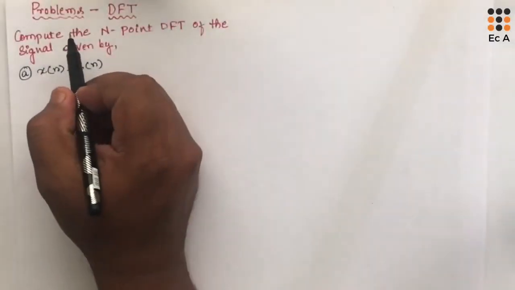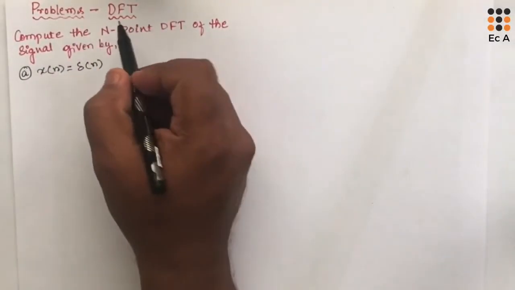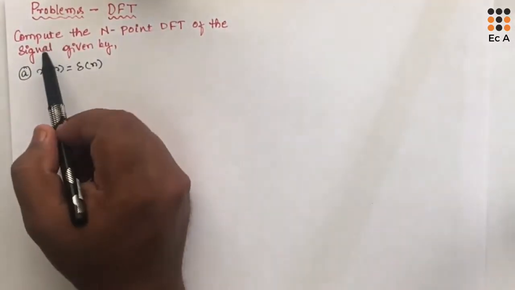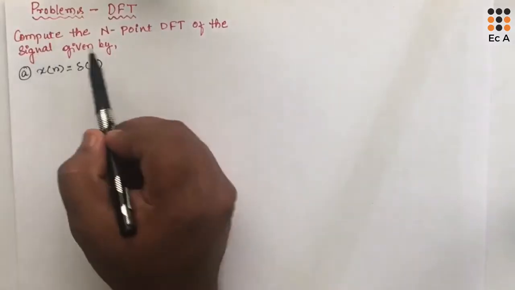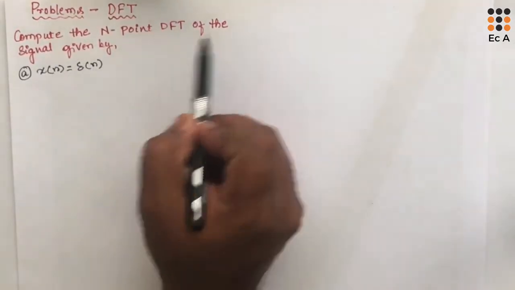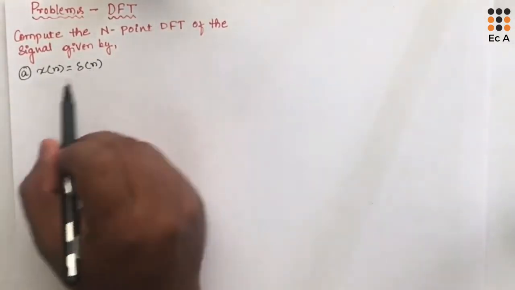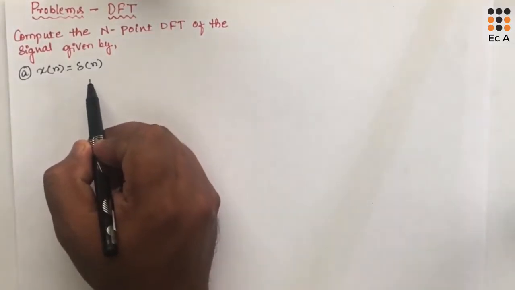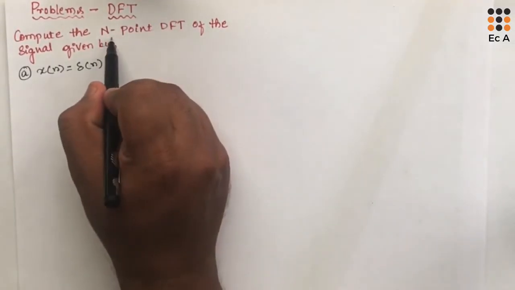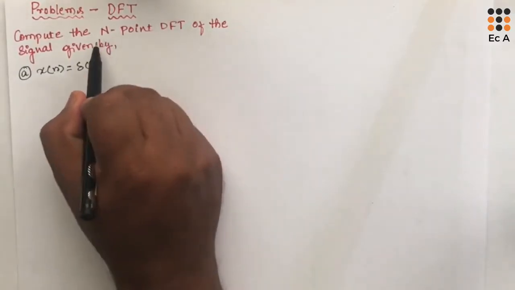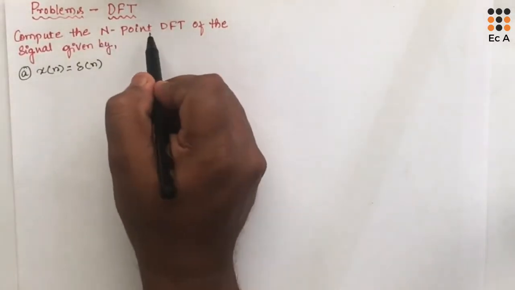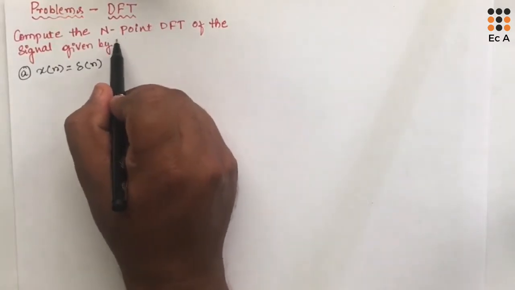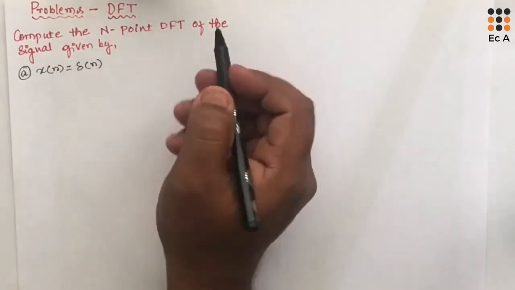In this lecture, let us understand the problems on DFT. Now let us consider the first problem where they are asking us to compute the N-point DFT of the signal which is given by x of n is equal to delta of n. In exam they can ask you to find N-point DFT or 4-point DFT or 8-point DFT likewise. So in this problem they are asking us to find N-point DFT.